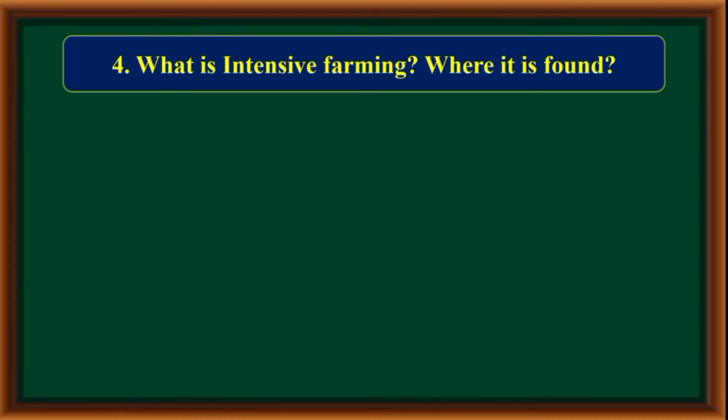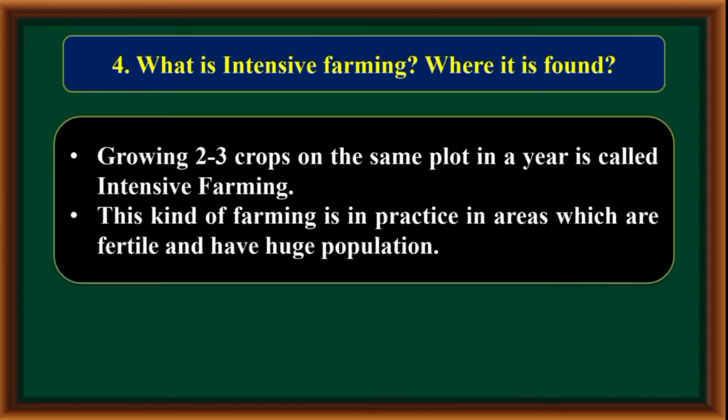What is intensive farming? Where is it found? Growing 2 to 3 crops on the same plot in a year is called intensive farming. This kind of farming is in practice in areas which are fertile and have a huge population.